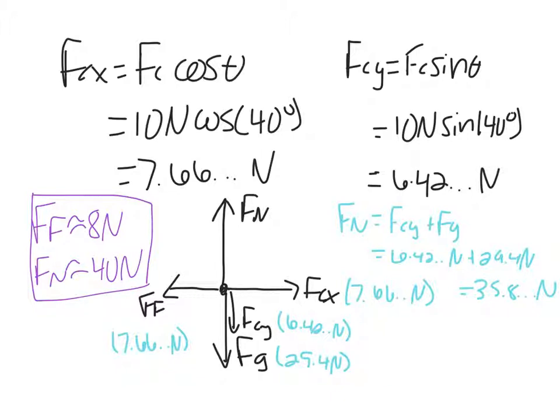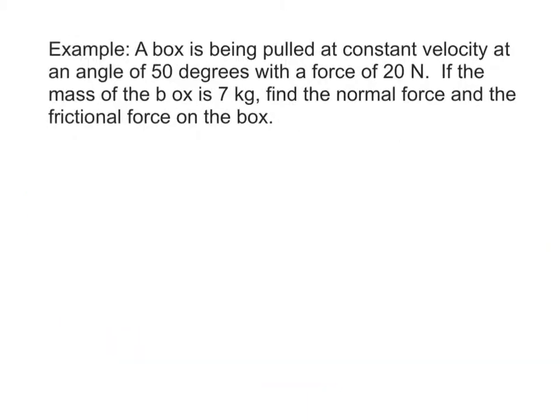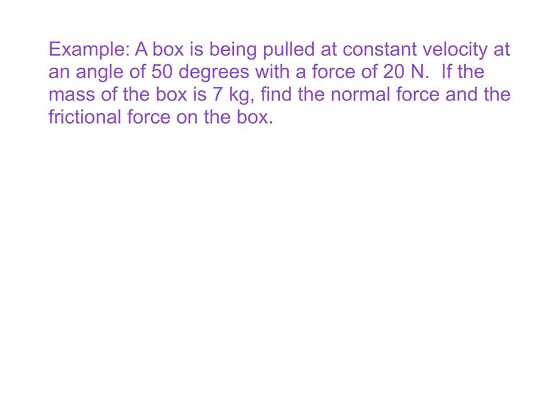I'm going to do one more example, and it's the example right underneath this one on your sheet about a box being pulled at constant velocity. A box is being pulled at constant velocity at an angle of 50 degrees with a force of 20 newtons. If the mass of the box is 7 kilograms, find the normal force and the frictional force on the box. And here's a little typo, so let's fix that. There we go. Okay, so diagram, give and find.